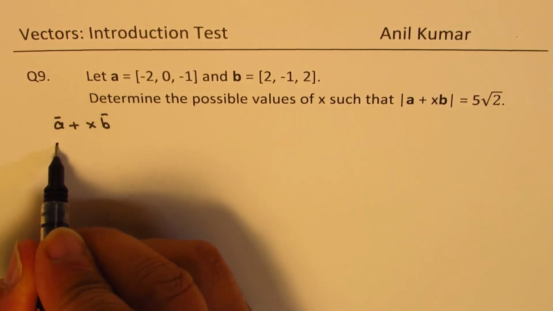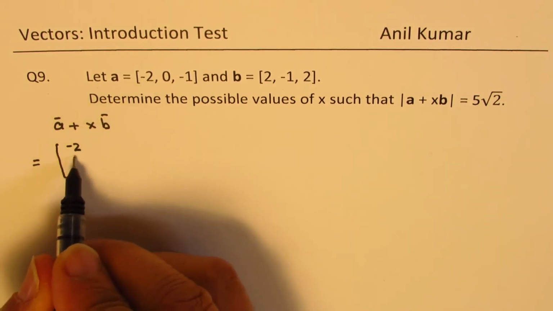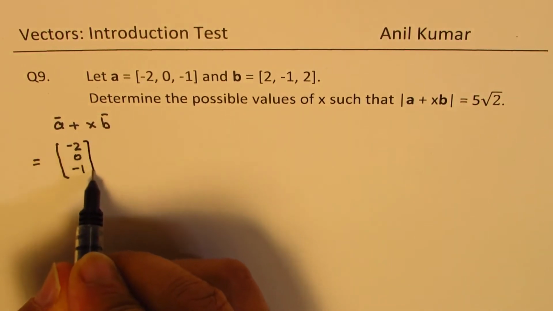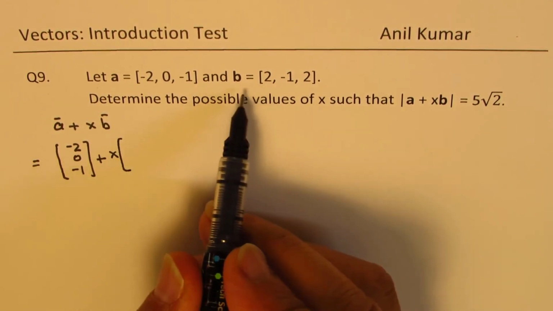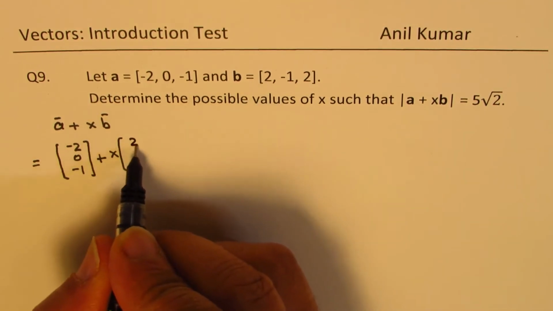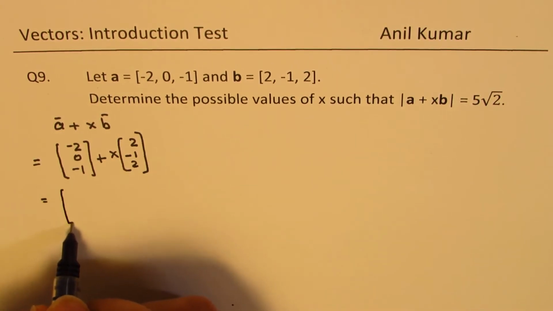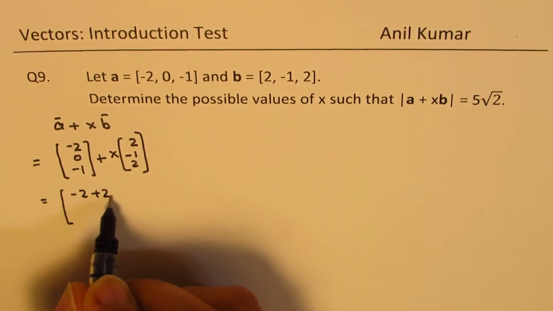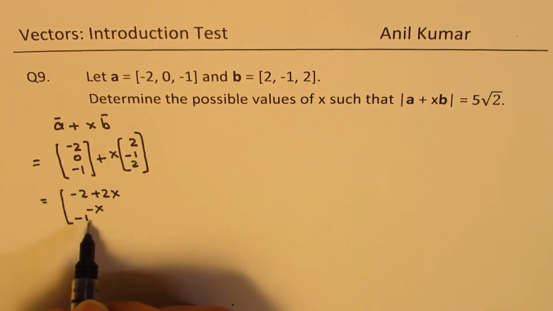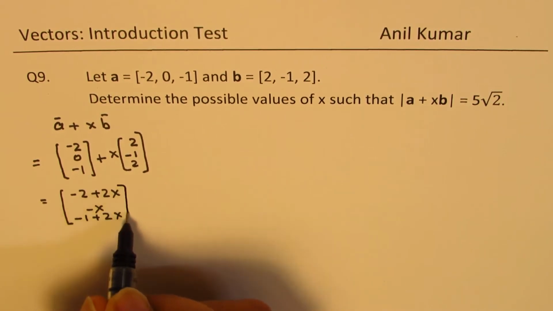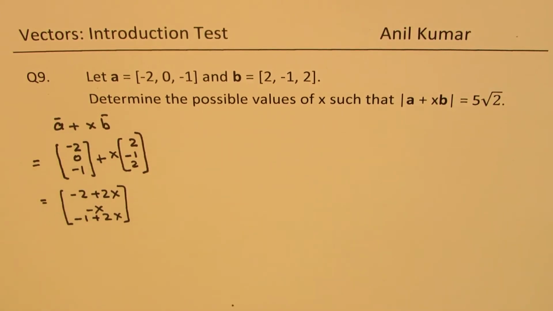We can say this is equal to vector A, which we'll write as (-2, 0, -1), plus x times (2, -1, 2). So what you get is -2 plus 2x, here you get -x, and then we have -1 plus 2x. So that is the vector A plus xB.